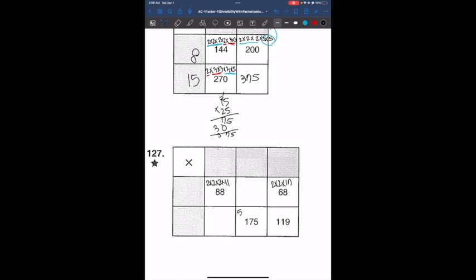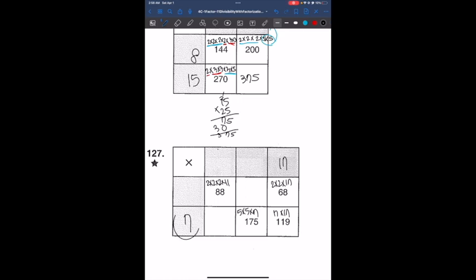175 can be expressed as 5 times 5 times 7. And 119 is 7 times 17. So in this column, 17 is multiplied for both numbers. So this is going to be 17. And this box times this box gives us 17 times 7. So this box would have to be 7.